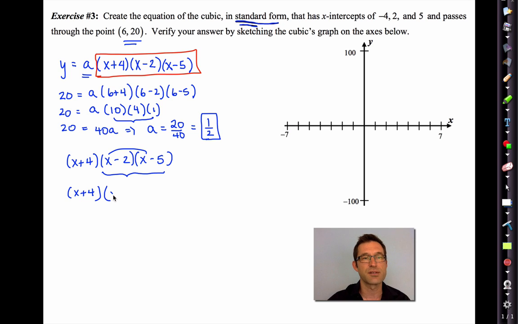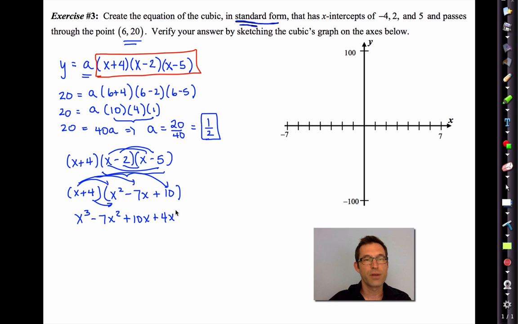So x times x is x squared. Then we have -2x and -5x, which would be -7x, and then -2 times -5 is +10. That's just your standard foiling, right? Now I got to multiply a quadratic by a linear. So the first thing that I do is I multiply through by the x. That gives me x cubed minus 7x squared plus 10x. Then I'll multiply through by the 4x squared minus 28x plus 40.